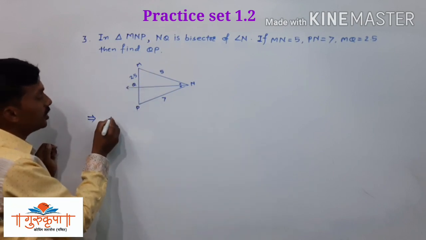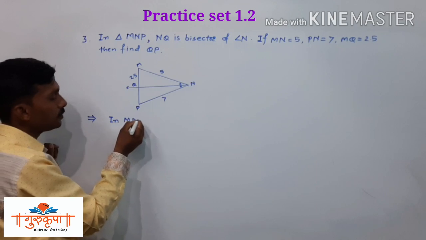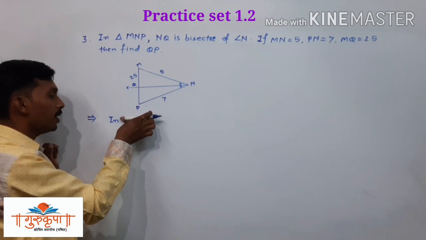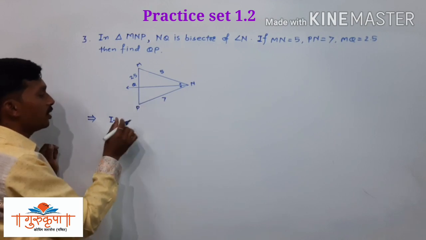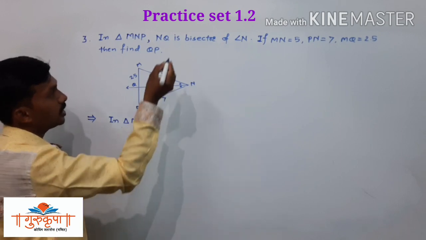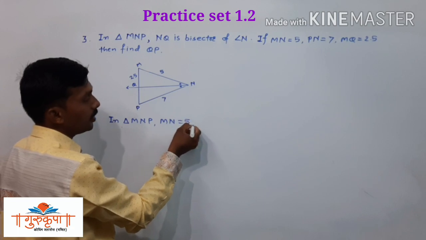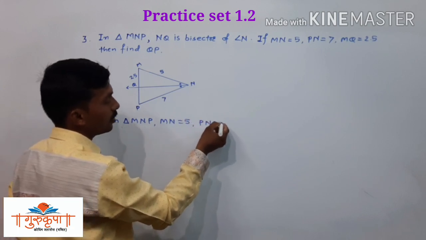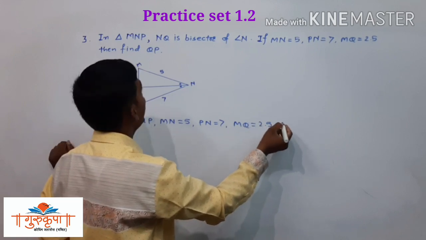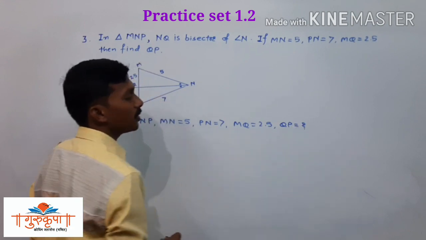In this diagram it is given that in triangle MNP, we have been given some measurements. We will write the measurements first, that is MN is equal to 5, PN is equal to 7, we have MQ is equal to 2.5, and we have to find QP, so we write QP is equal to question mark.